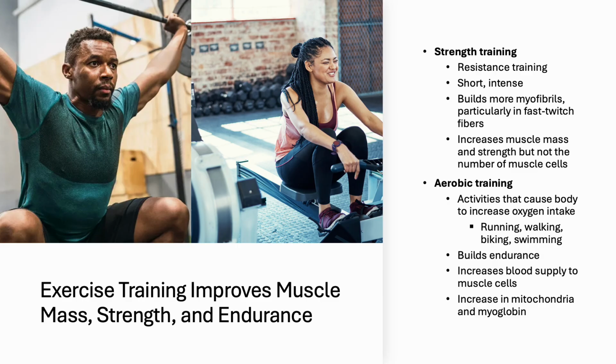Strength training or resistance training focuses on short, intense efforts. This builds more myofibers, especially in fast twitch fibers, increasing muscle size and strength, though not the actual number of muscle cells. On the other hand, aerobic training, activities like running, swimming, or cycling, build endurance. It increases blood supply to muscles, boosts mitochondria, and raises myoglobin content, making the muscle more efficient at using oxygen. Together, these adaptations explain why training programs are tailored to specific goals.